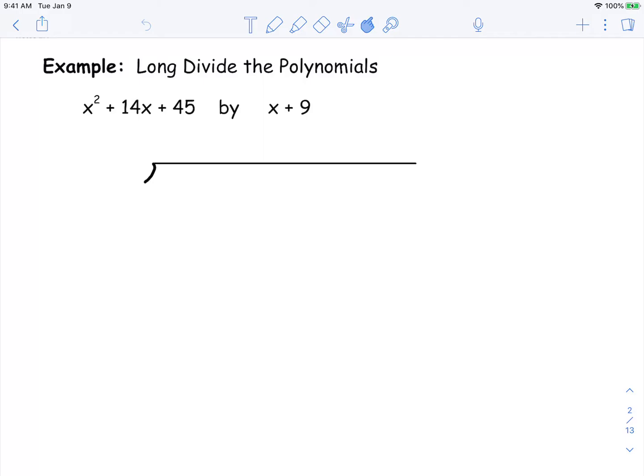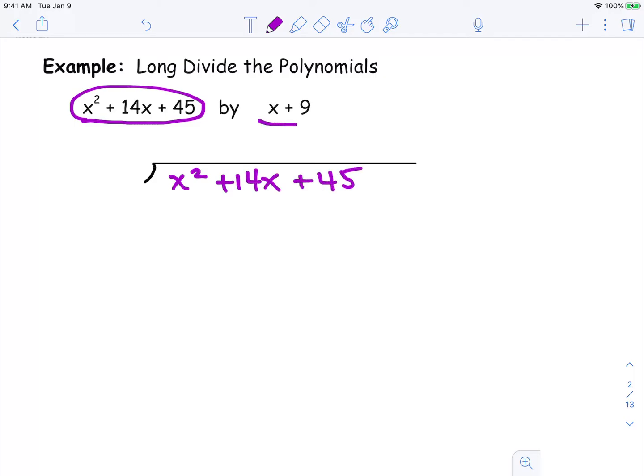All right, we're going to be working with polynomials. So this first example is we're going to do long division of these two polynomials. So here's a quadratic polynomial that's going to go underneath the division symbol, dividing by a linear polynomial. And now we're going to do long division.